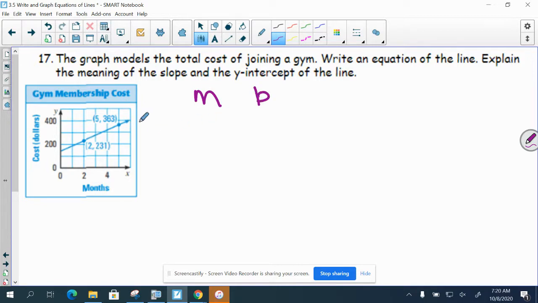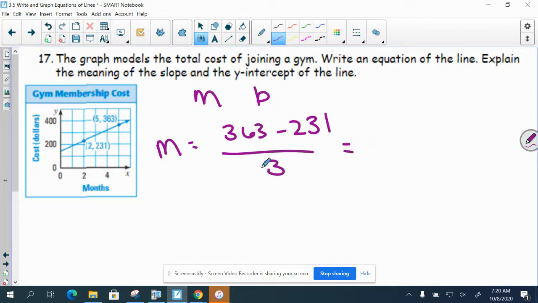To figure out the m, the slope, let's find the slope between these 2 points using the slope formula. y2 minus y1, 363 minus 231, over 5 minus 2, which is 3. So this comes out to be 132 over 3. 132 divided by 3 is, oh goodness, I'm not quite sure. Let me see, 44. Looking at my answer key, or you can type it in your calculator.